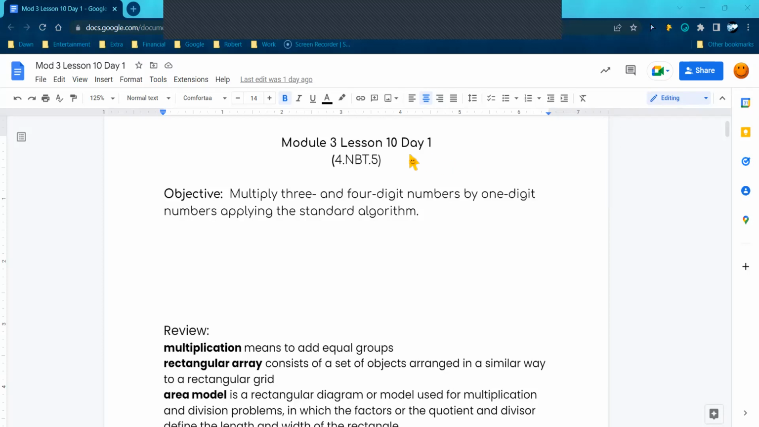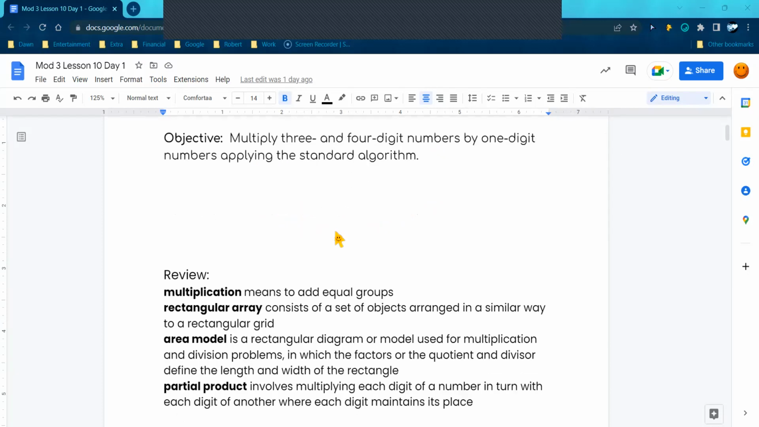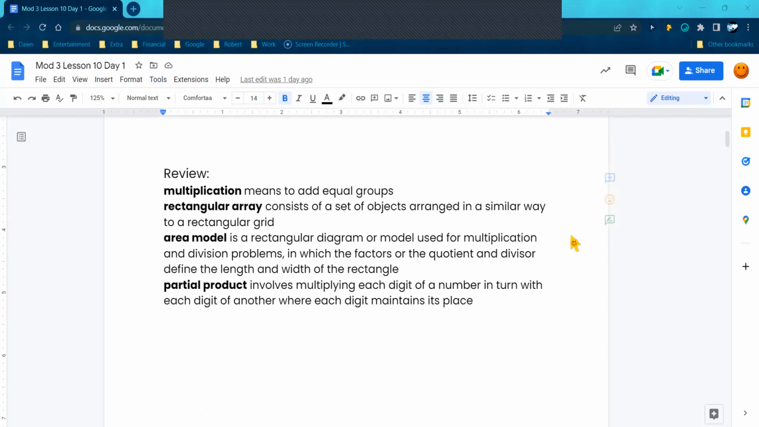I've decided to turn Lesson 10 into 2 so we can practice and be proficient. Our objective is multiply 3 and 4-digit numbers by 1-digit numbers, applying the standard algorithm. The last few days, we've been dealing with partial product, area model, and standard algorithm. Today, we're focused on standard algorithm. So here we go. Here are our vocabulary words.